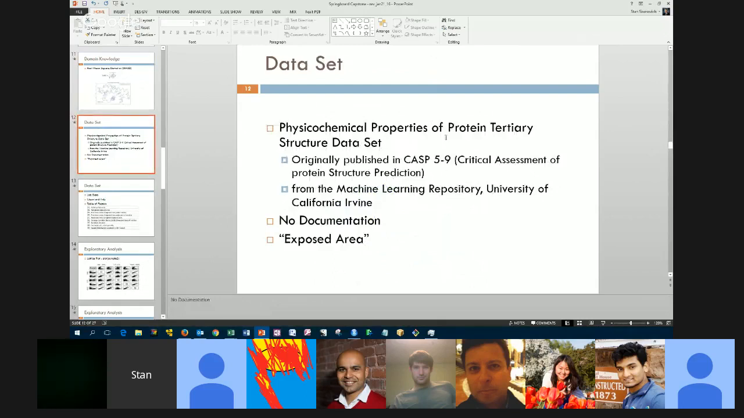Now, moving on to the data set. This is the physicochemical properties of protein tertiary structure data. It was originally published about 2002, 2004 or so, and I downloaded it from our good friends, University of California, Irvine's Machine Learning Repository. A couple things to note. Number one, there was absolutely no documentation with this thing. And number two, the exposed area we'll get to in a minute.